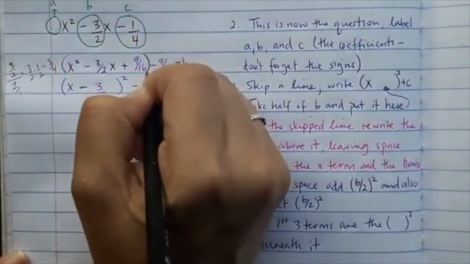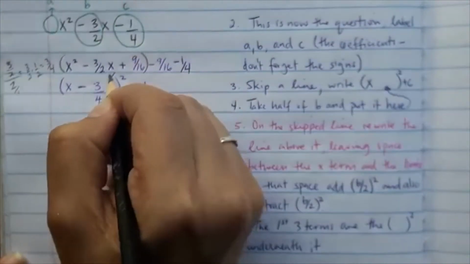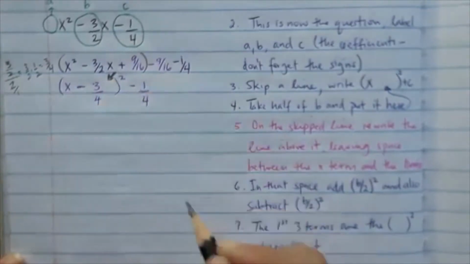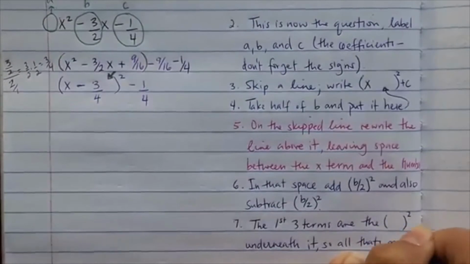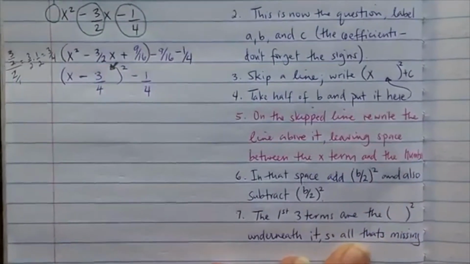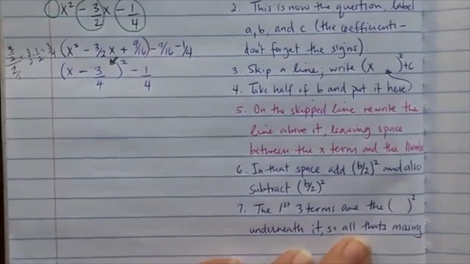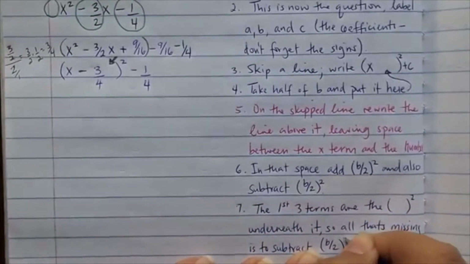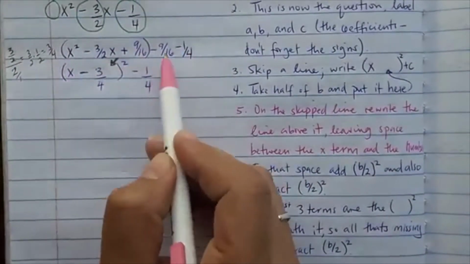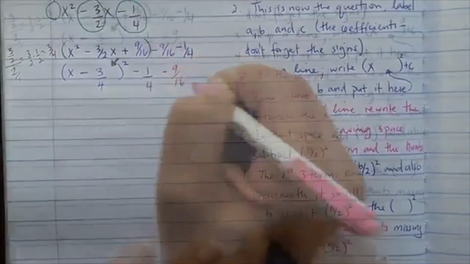So let's take a look at it. So those first 3 terms are that whole parentheses squared. And then if you can see, we've got negative 1/4 on both lines. The only thing missing is that negative 9 over 16, or in other words, the b over 2 squared. This is a listening check. Color in negative 9 over 16. So we're going to put that in there.